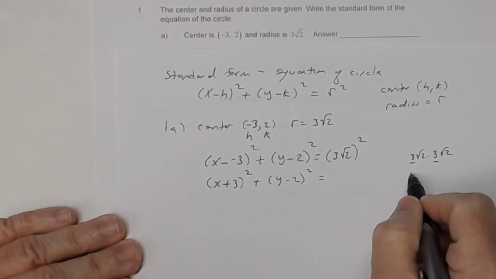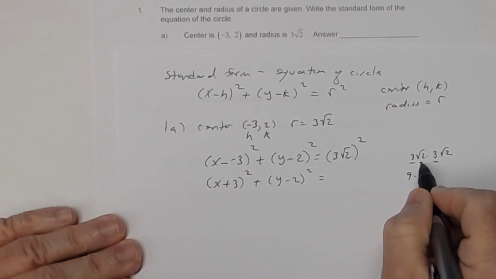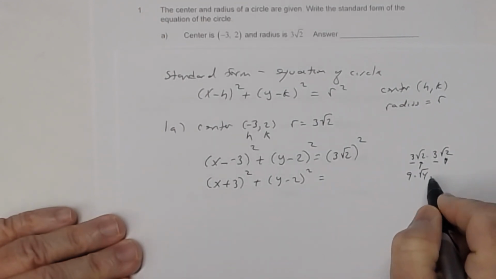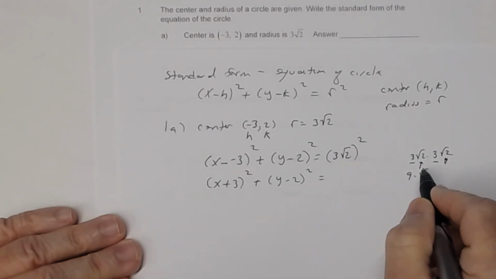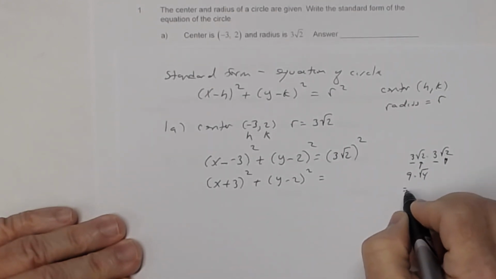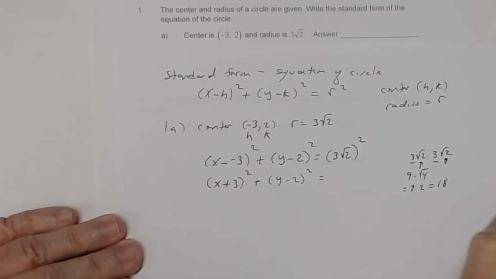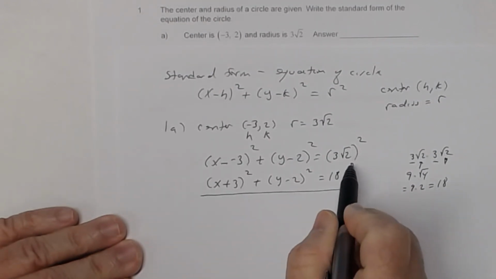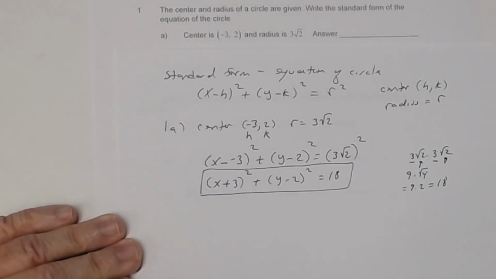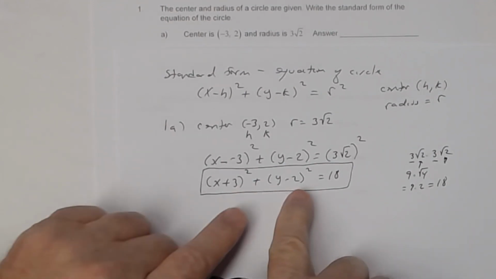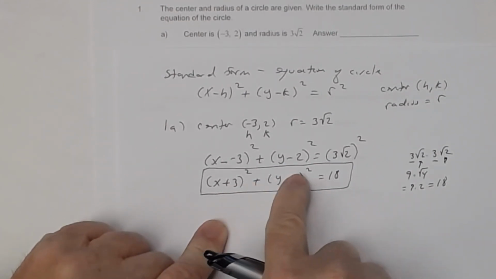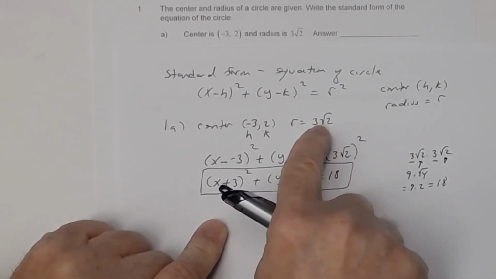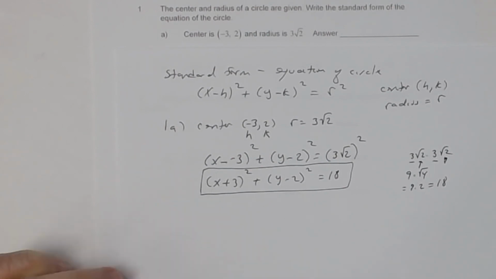So 3 times 3 is 9, times the square root of 2 times the square root of 2, which is the square root of 4, since 2 times 2 is 4. And 4 is a perfect square, so the square root of 4 is 2. So this becomes 9 times 2, which is 18. So you have to put 18 here, and that's it. That is your answer for 1a. The center is (−3, 2) and the radius is the square root of 18, which is this right here. So that is 1a.